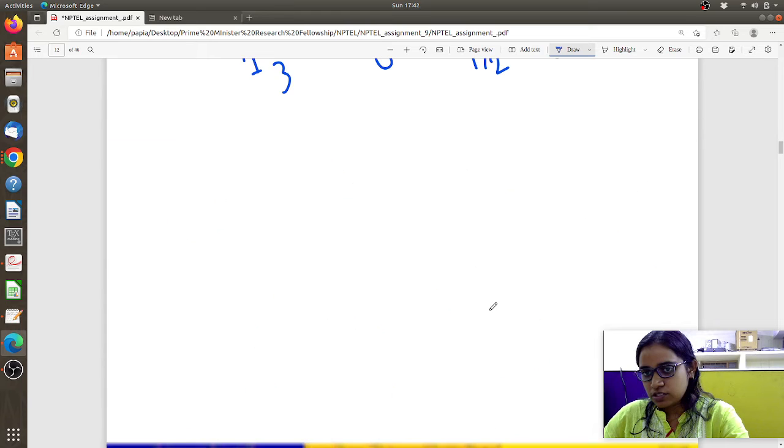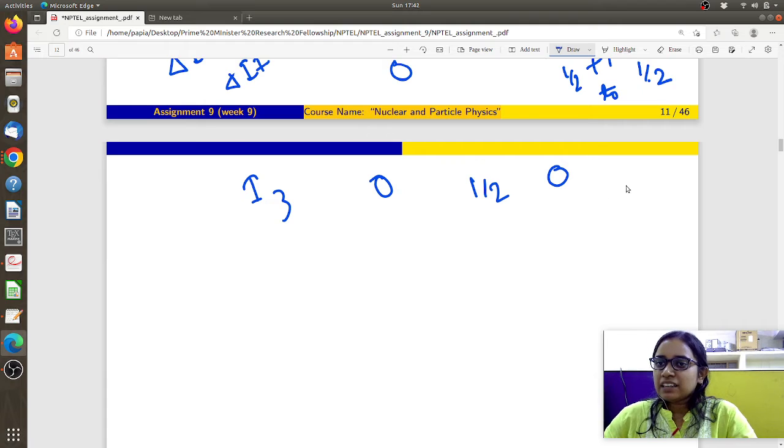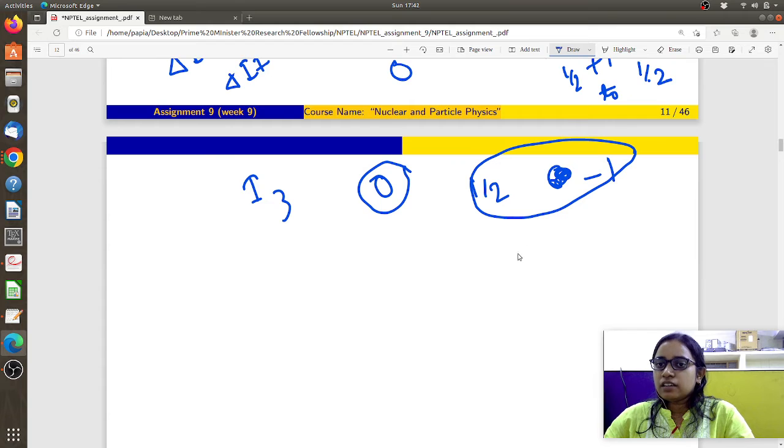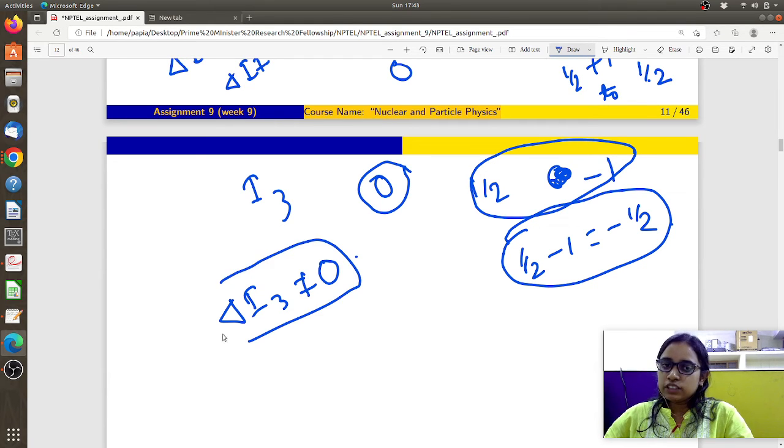Oh sorry, pi minus. So pi minus has an I3 value of -1. If I write the I3 values here, on the left hand side I3 is 0, and on the right hand side I3 is half minus 1, that means minus half, because I3 is a simple additive quantum number, it is not a vector additive quantum number. So obviously here delta I3 is not 0, so that means I3 is not conjugate here.